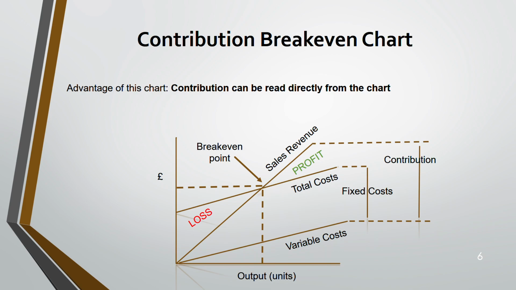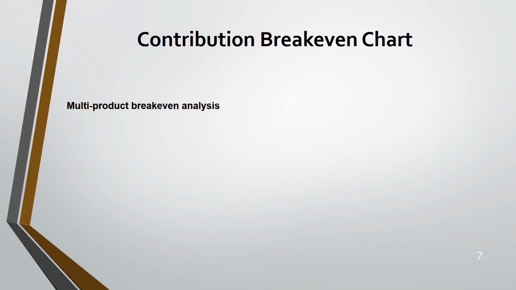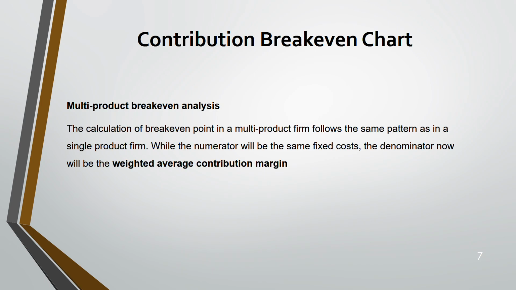Okay. Now, you can use this break-even chart for multi-product also. This is just for one product. What if you have multi-product? You still can use it with some changes. That change occurs in your denominator. Fixed cost, no change. Fixed cost only. Sorry, the numerator. Denominator changes. Your contribution per unit becomes weighted average contribution margin. That is the only change. And this is for multi-product.